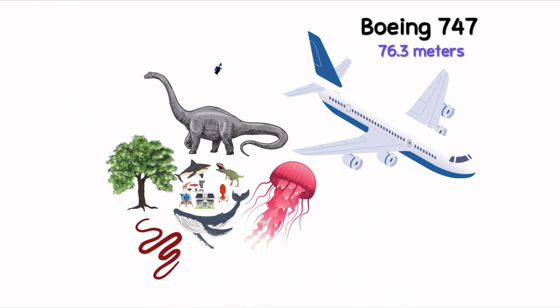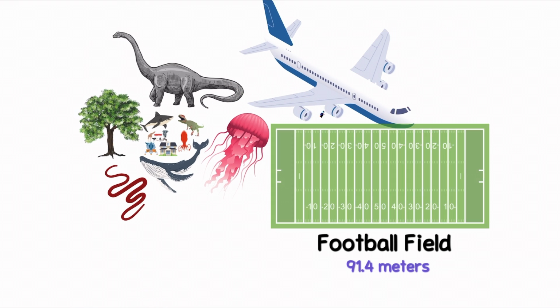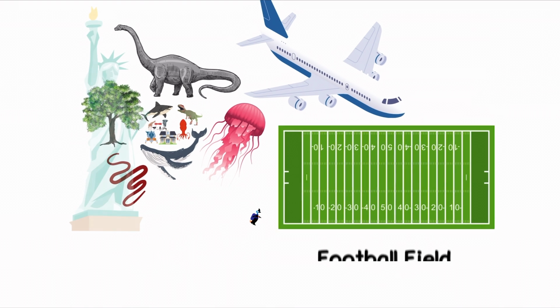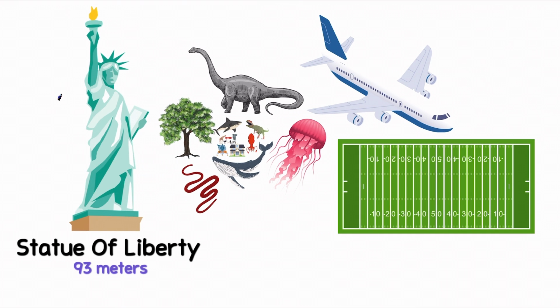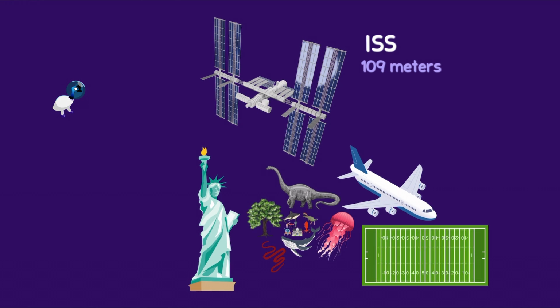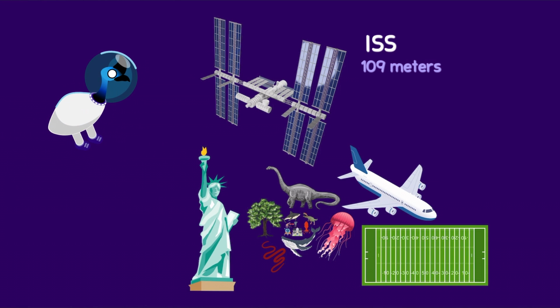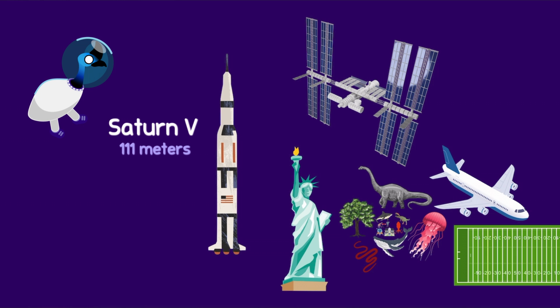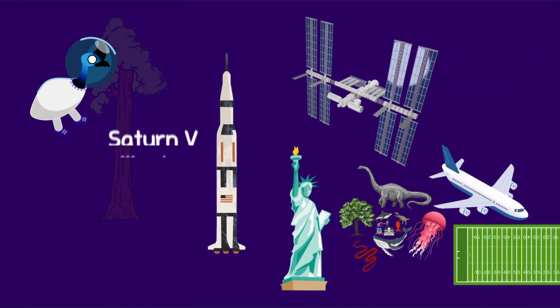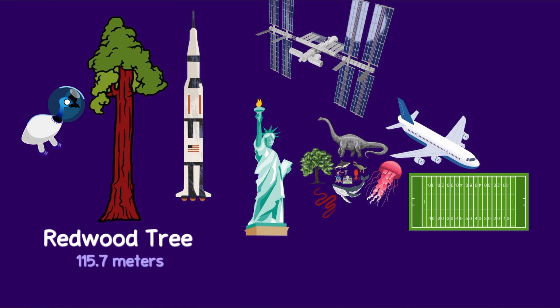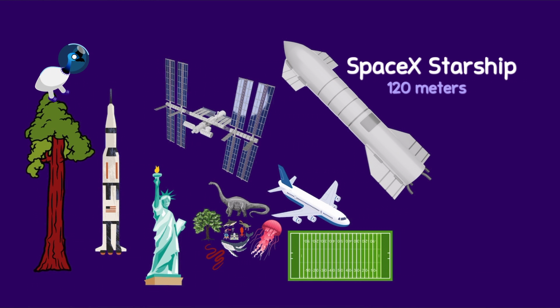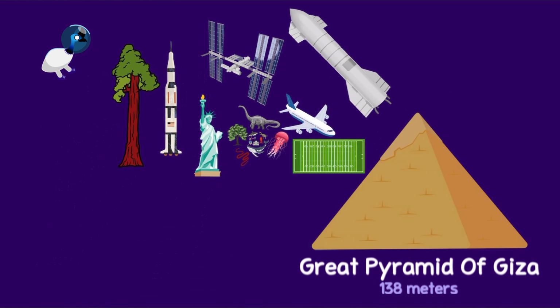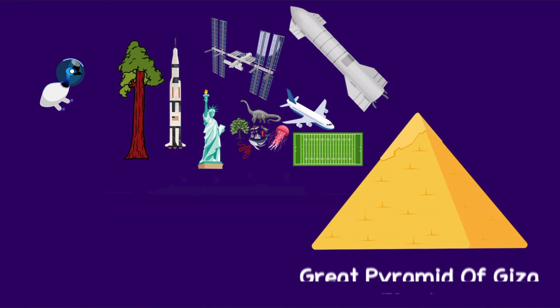Boeing 747, 76.3 meters, can carry up to 467 passengers. Football field, 91.4 meters. Statue of Liberty, 93 meters. ISS, 109 meters, also known as the International Space Station. Saturn V, 111 meters, powerful moon rocket used in the Apollo missions. Redwood tree, 115.7 meters, the world's tallest tree. SpaceX Starship, 120 meters. Great Pyramid of Giza, 138 meters.